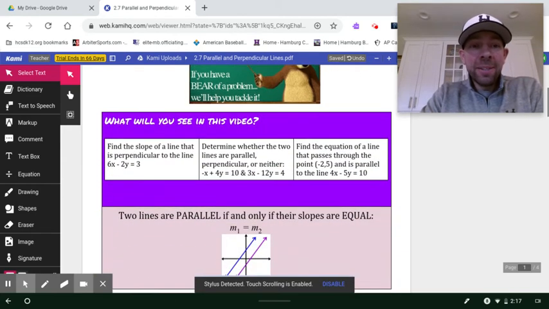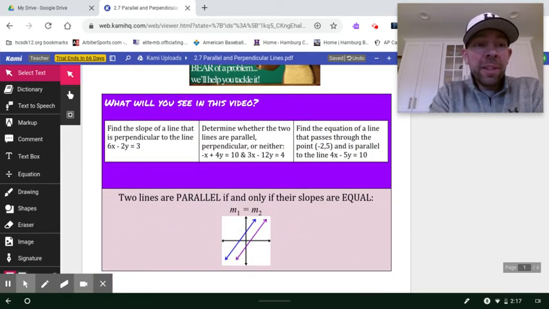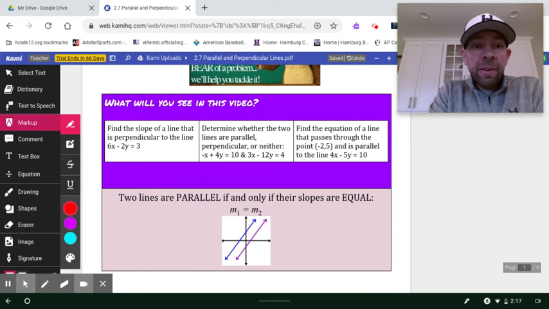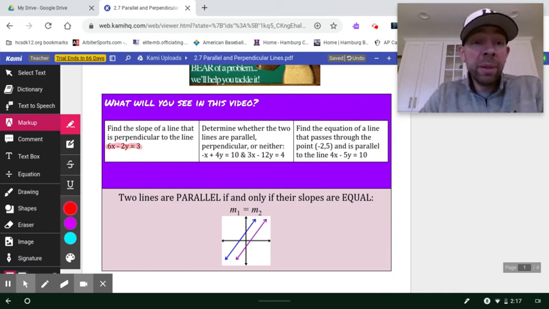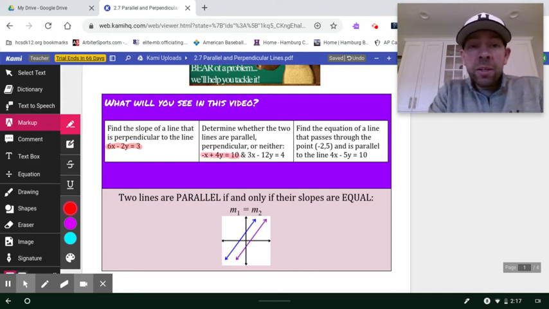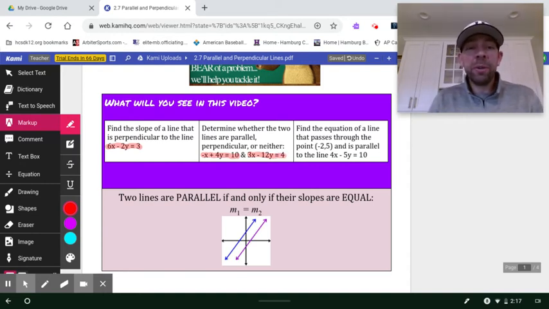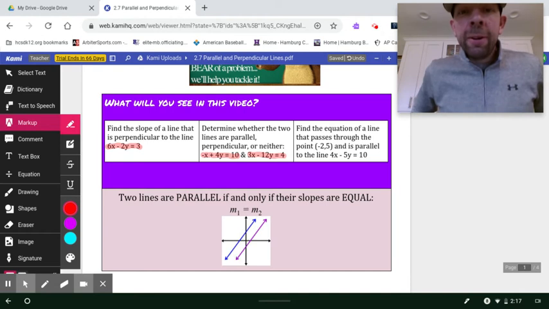So what are you going to see in this video? A couple of things we're going to look at: if we are given an equation, could you find the slope of a line that would be perpendicular to that one? Another scenario is we're going to be given two separate lines, and we're going to try to determine whether they are parallel to each other, perpendicular to each other, or neither.